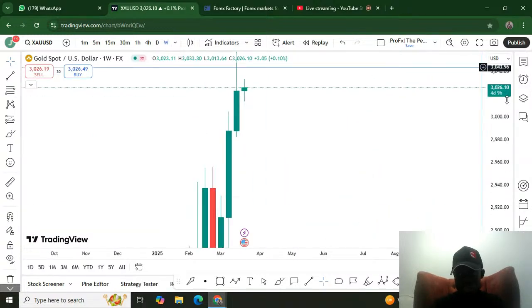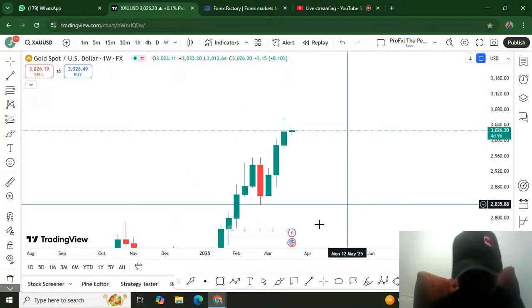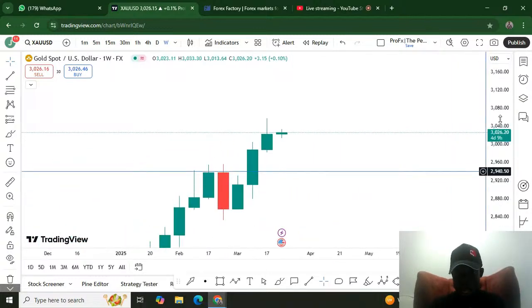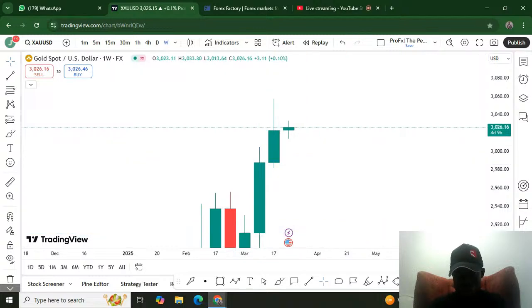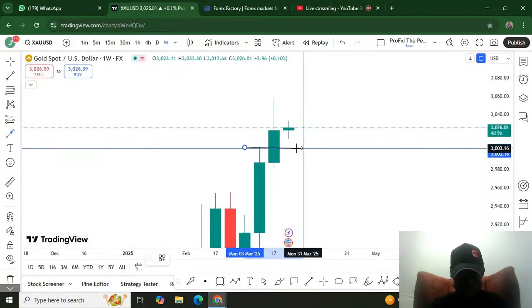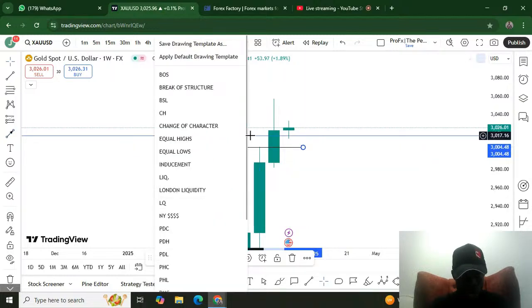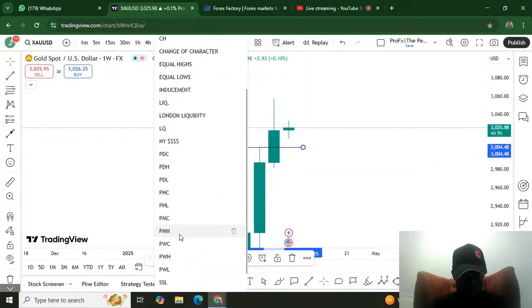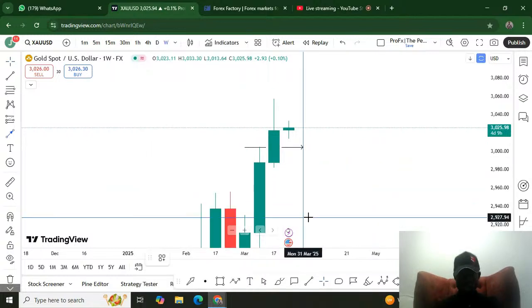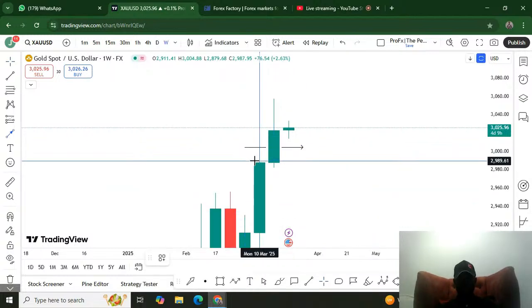So let me use this. Let's go by it again. So where are we? We said we marked our previous week's high and close here, right? We have marked this as the previous week high, and we mark this as previous week close.